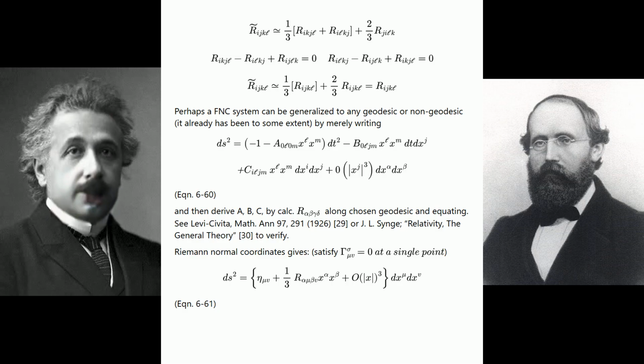Perhaps an FNC system can be generalized to any geodesic or non-geodesic, it already has been to some extent, by merely writing equation 6-60, and then deriving a, b, c, by calculating R_αβγδ along the chosen geodesic and equating. See Levi-Civita, 1926, or J. L. Synge, Relativity: The General Theory, to verify. Riemann coordinates give: satisfy Γ^σ_μν equals 0 at the point. Equation 6-61.